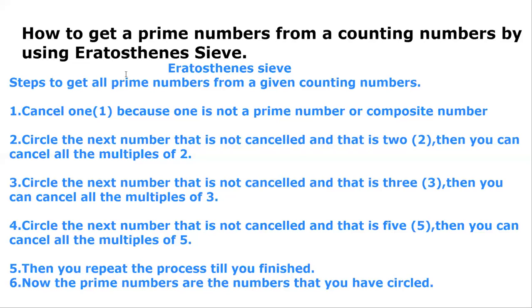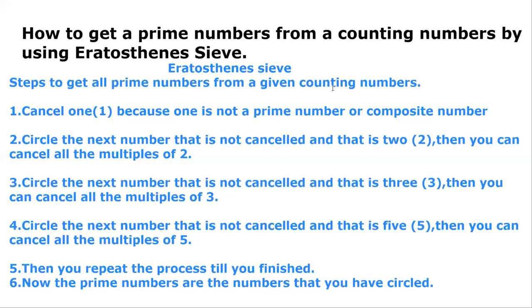So, given any counting numbers, these are the steps to get all the prime numbers from them. You can be given prime numbers less than 30, so it means you list 1 to 30. Then you start doing the calculations. If the teacher is expecting the prime numbers less than 40, it means you list 1 to 40. Then you start doing the calculation.